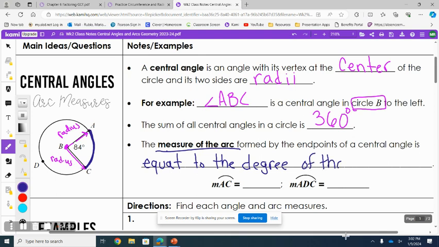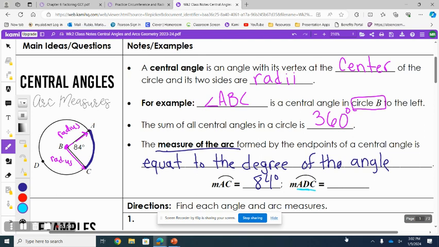Okay, does that make sense? So what's the measurement of the angle? So that means the arc degree is also 84. Okay. So if the measure of angle, what are we looking at? If the measure of angle A to C is 84 degrees, right? We're talking about from here to here. Okay. We're talking about A to C.